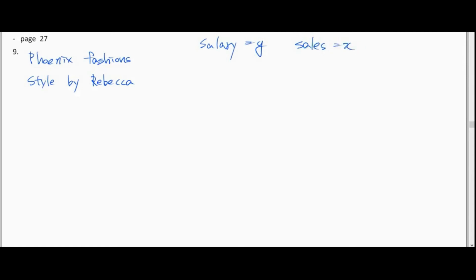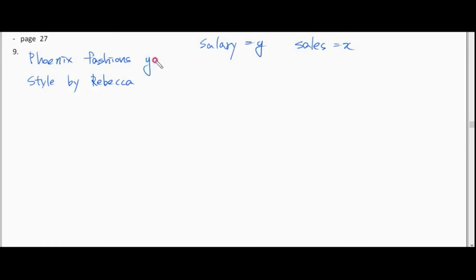This is question 9. Joanna is considering 2 job offers. Phoenix Fashions offers $1,500 per month plus 2.5% commission. And Styles by Rebecca offers $1,250 per month plus 5.5% commission. So first, we should create a linear system by writing an equation for each salary. So then, right here we'll put y as the salary, and the sales as x.